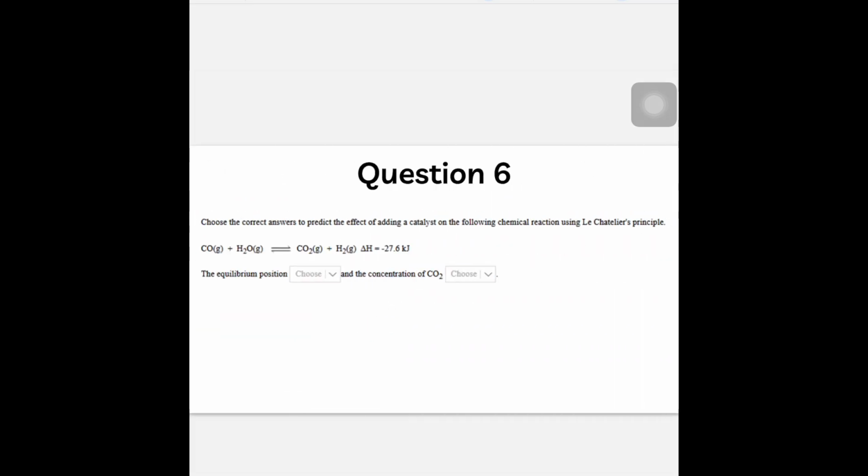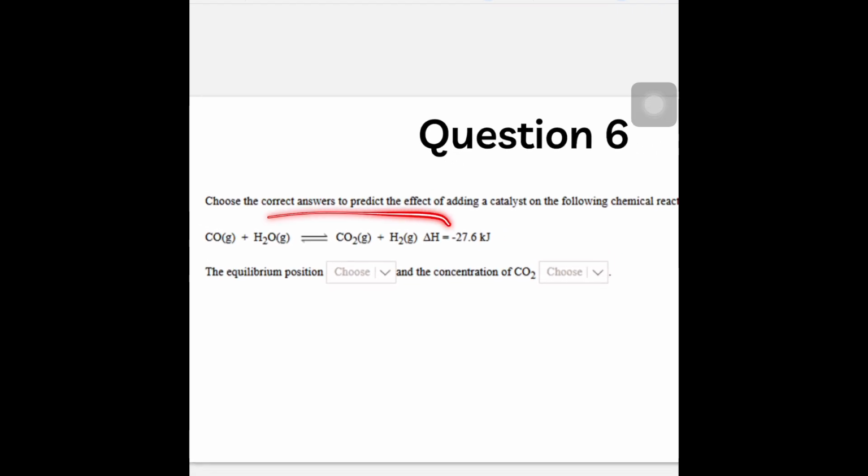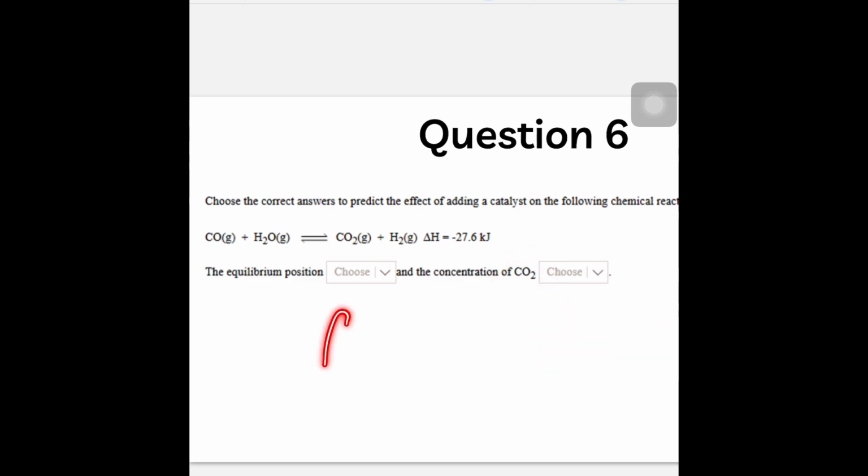Now, question 6, they said choose the correct answers to predict the effect of adding a catalyst on the following chemical reaction using Le Chatelier's principle. So if I add a catalyst to this reaction, the equilibrium position is going to be attained faster, and the concentration of CO2 is going to remain constant, because a catalyst only allows equilibrium to be reached faster, but it does not change the concentration of the product or the reactant. It just speeds up the reaction.